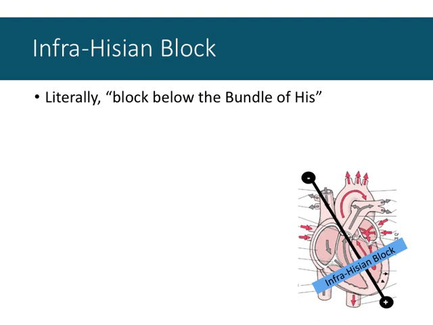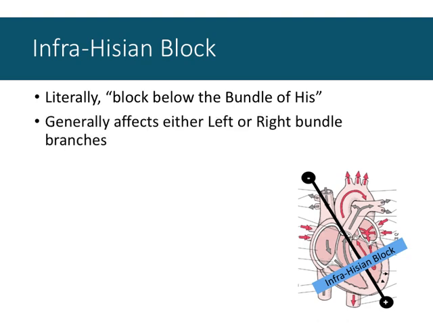Now, we've talked about the node as a collection of cells, and there is another class of block below the AV node. Anything below that we refer to as the infra-Hisian block. But I really only want to focus on one type of infra-Hisian block called the left bundle branch block. But literally this means anything below the bundle of His, the connection point where the branches meet the AV node. In general, this will relate to either left or right bundle branch block, but I'm going to focus on left, being that left is the largest ventricle, the one that we're concerned about for pumping blood to the rest of the body.